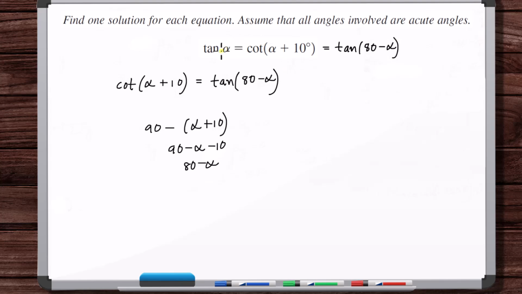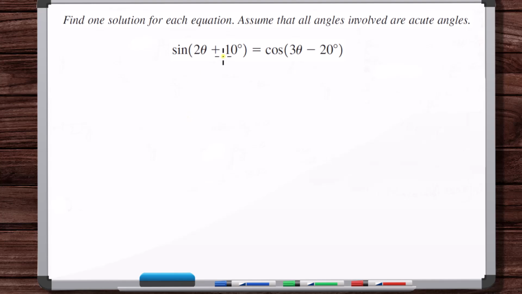So now we can set these two equal to each other. Alpha is equal to 80 minus alpha. So 2 alpha is equal to 80. So alpha is equal to 40.